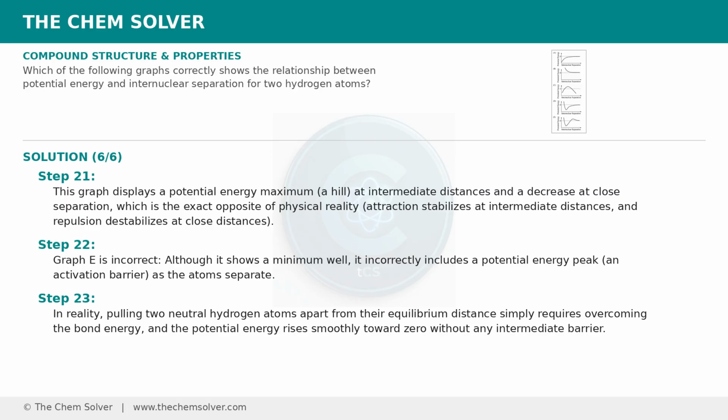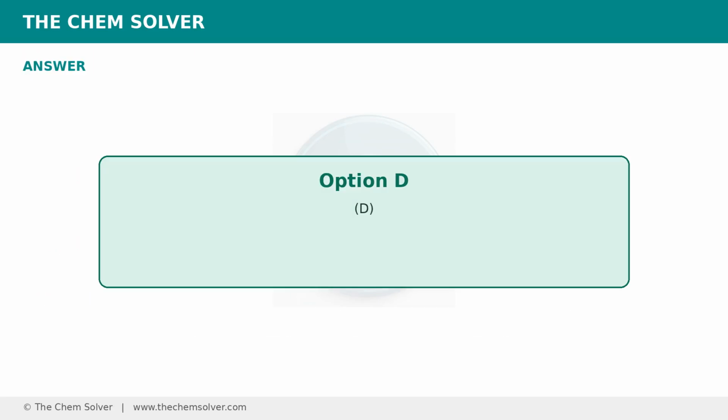Graph E is incorrect. Although it shows a minimum well, it incorrectly includes a potential energy peak, an activation barrier, as the atoms separate. In reality, pulling two neutral hydrogen atoms apart from their equilibrium distance simply requires overcoming the bond energy, and the potential energy rises smoothly toward zero without any intermediate barrier. The correct answer is option D.